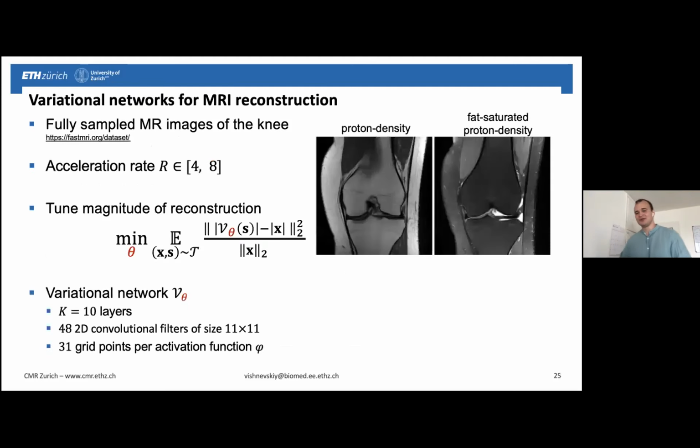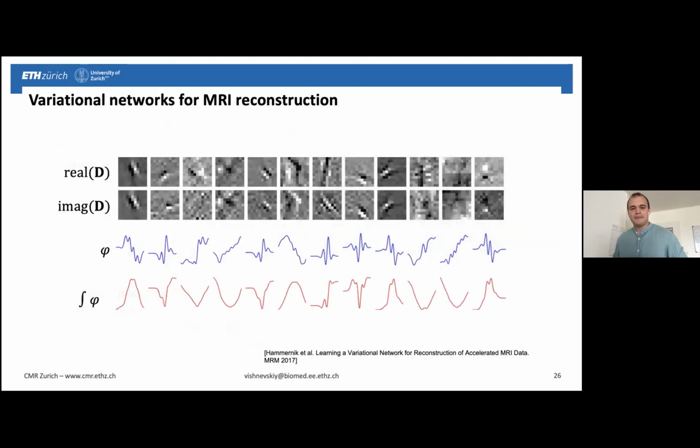As it was introduced by Hammernik for magnetic resonance imaging, the following architecture was used. They unrolled the gradient descent algorithm with 48 convolutional filters of size 11 by 11. And for each of those filters at each layer, there was a tunable activation function that is parameterized by 31 control nodes. And then you can look at the learned filters and the activation functions.